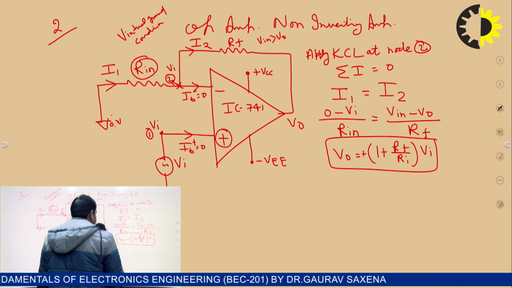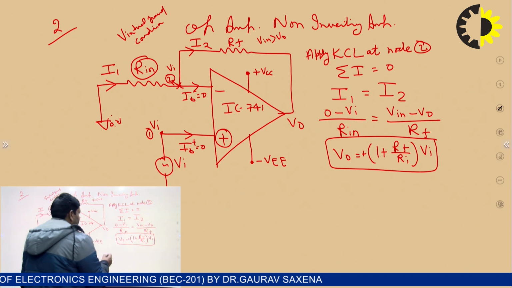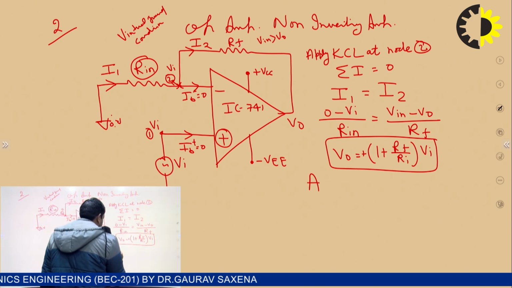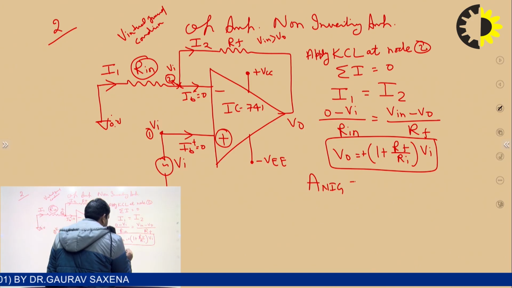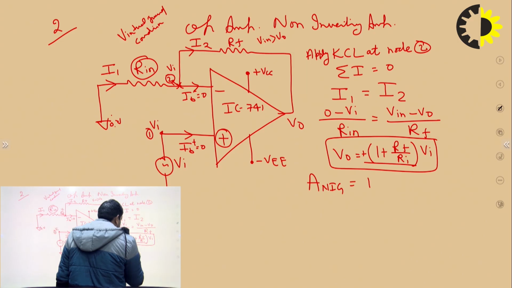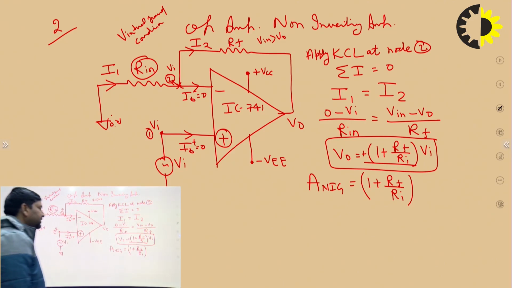So that means the non-inverting gain is equal to 1 + Rf/Ri. So this is the voltage gain, the amplification, if we apply an Op-Amp as a non-inverting amplifier.